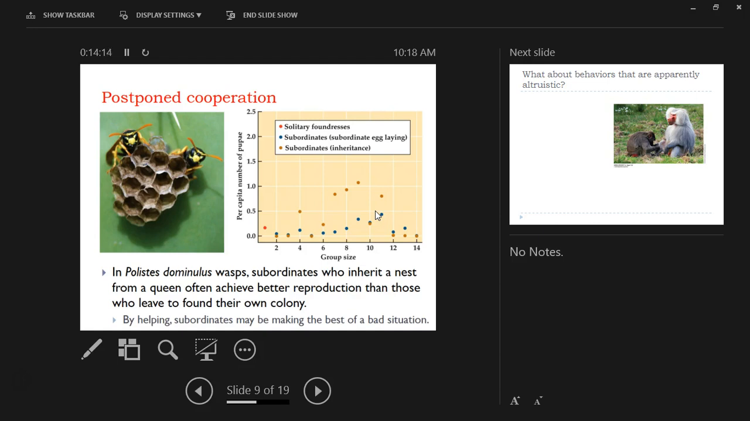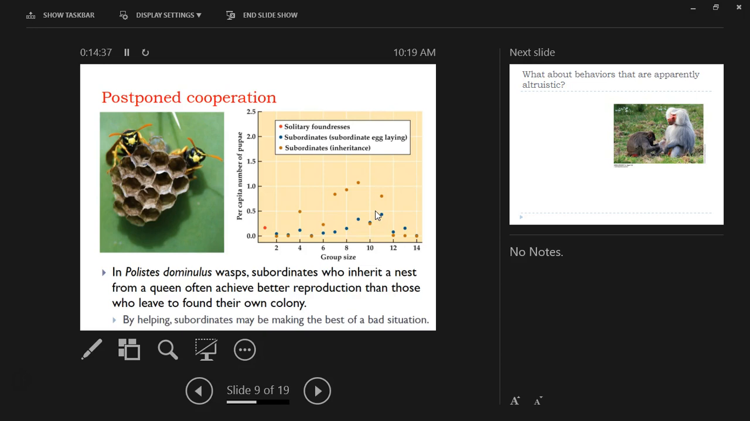It seems like that's an act of altruism where the subordinate individuals are giving up their own reproductive success for the benefit of the queen, the dominant female, who operates at that nest. The interesting thing is, though, that sometimes you can actually figure out that there are benefits to those subordinates. It's just the benefits might not be happening right away.